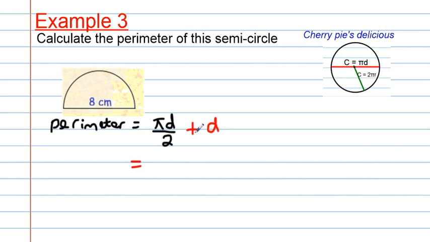Okay, all right. The diameter is 8, so we're going to have pi times 8 divided by 2, and then we add the diameter, which is also 8, because we're looking for the distance around the semicircle. If you punch that into your calculator to 1 decimal place, that'll be 20.6 centimeters. Okay, and that'll give you the distance all around, the perimeter. Okay, all right, let's try another example.